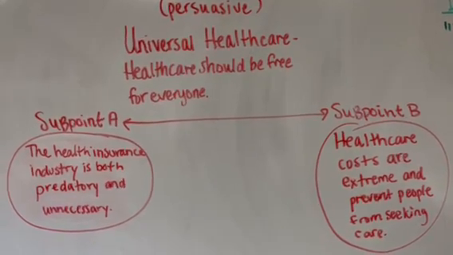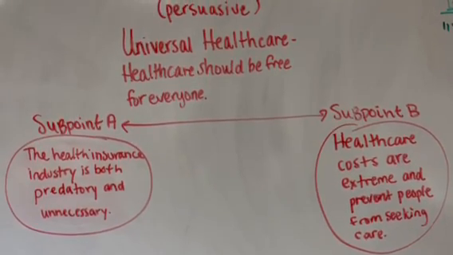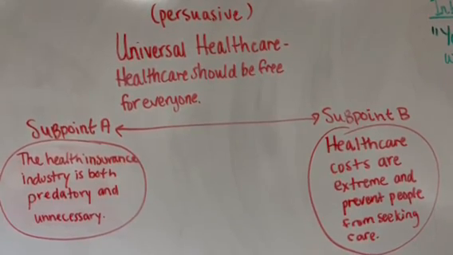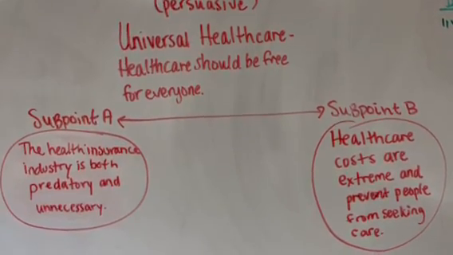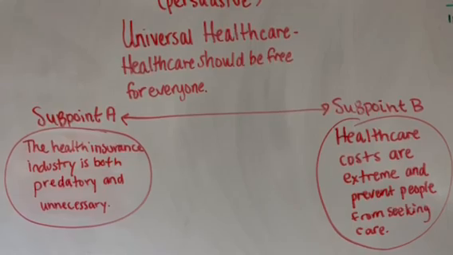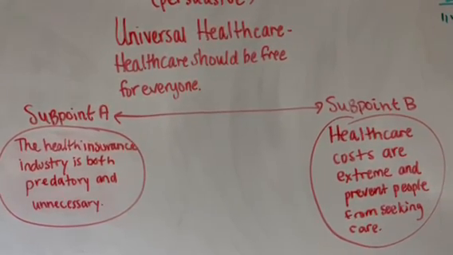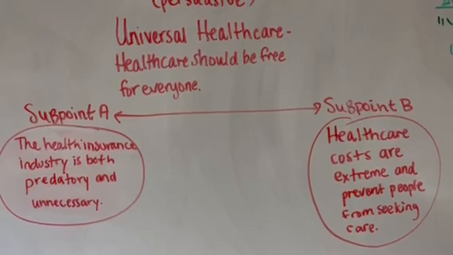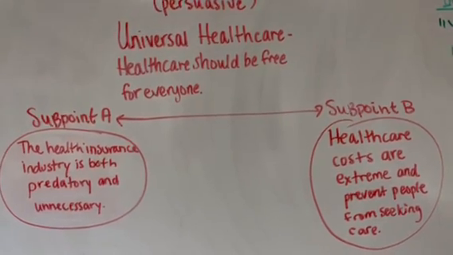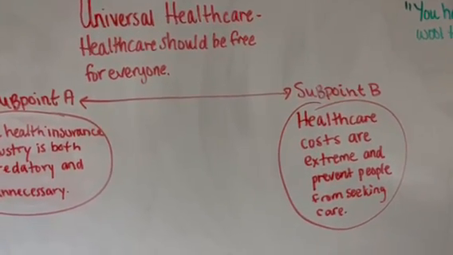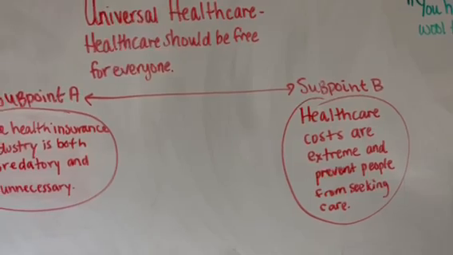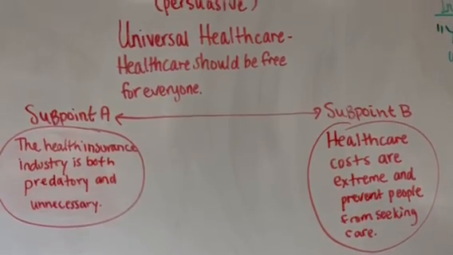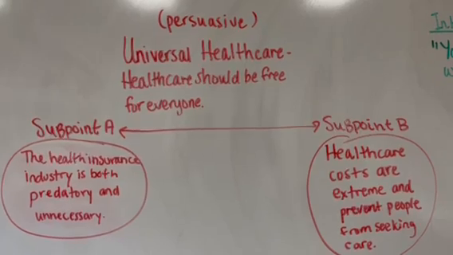It preys upon people who are vulnerable, and it is unnecessary because health insurance as a concept doesn't make as much sense as a universal system. So if I want to transition from subpoint A to subpoint B, which is that healthcare costs are extreme and prevent people from seeking care, how do I do that? Well, I could do it something like this.